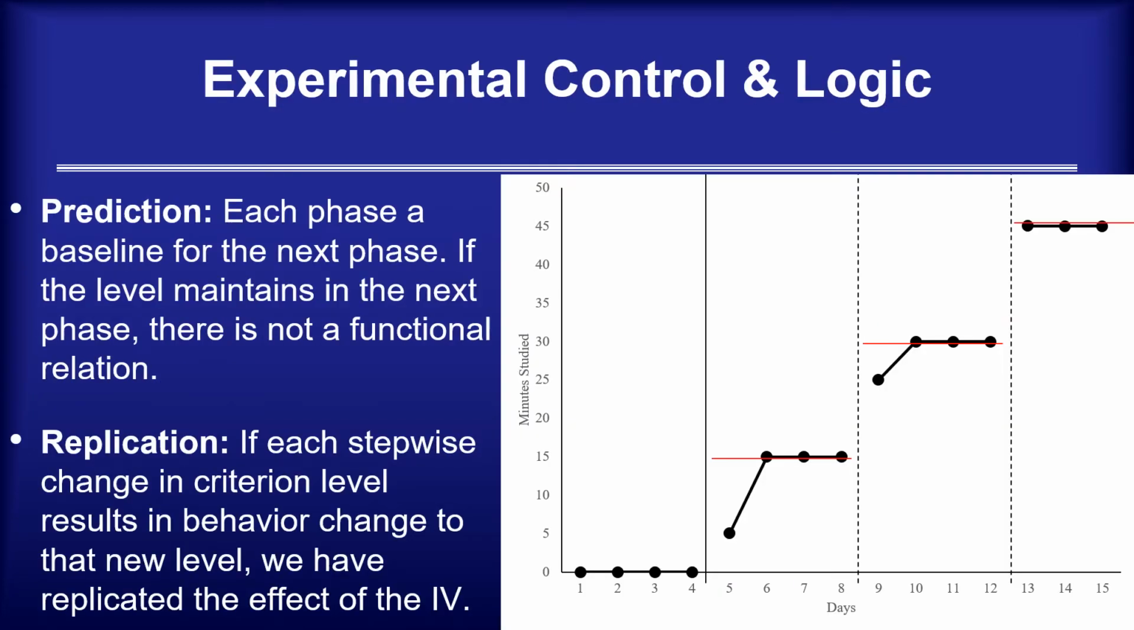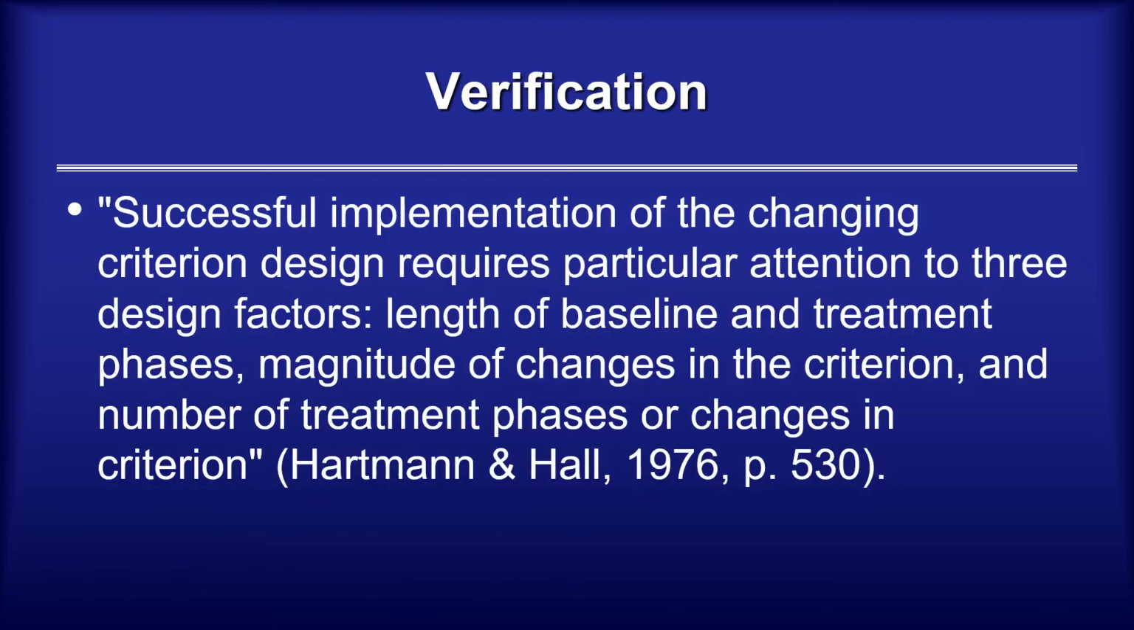Here are the baseline logic guidelines for the changing criterion design. For prediction, consider each phase to be a baseline for the next phase. If the level maintains in the next phase, there's not a functional relation. We see replication if each stepwise change in criterion level results in behavior change to that new level. We can see verification of our predictions with a couple of additions to the design.